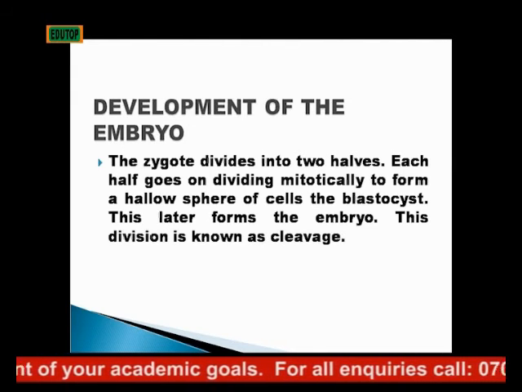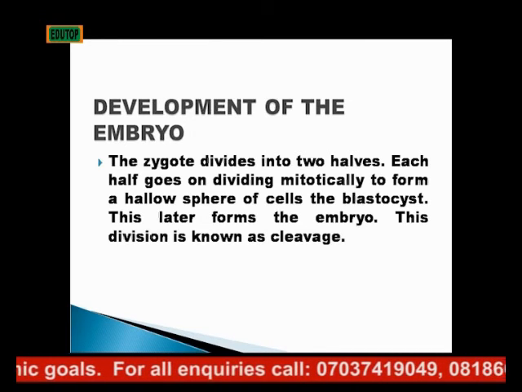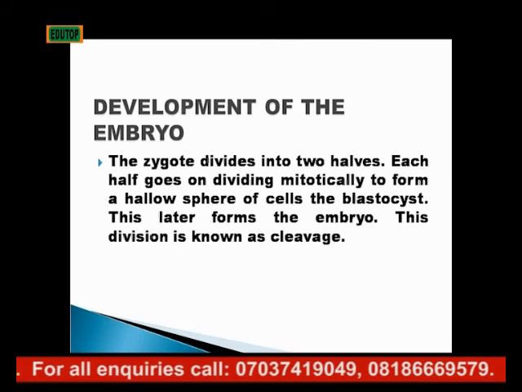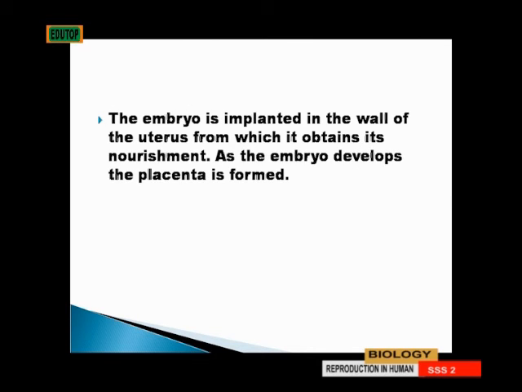The zygote divides into two halves, that is after fertilization has occurred. Each half goes on to divide mitotically to form a hollow sphere of cells called the blastocyst, and it later forms the embryo. The division of the zygote is called cleavage. The embryo is implanted in the wall of the uterus, from which it obtains its nourishment. As the embryo develops, the placenta is formed.